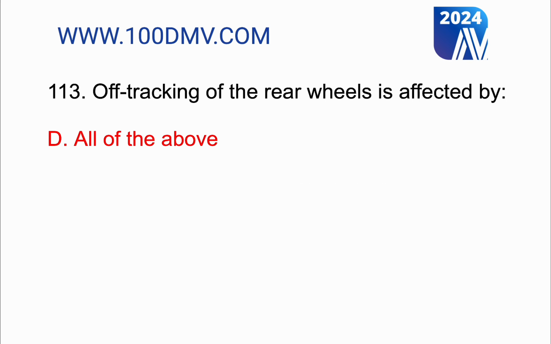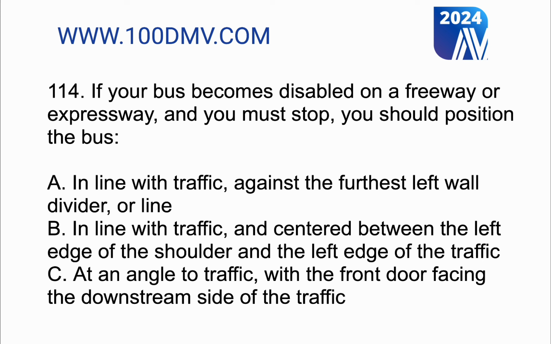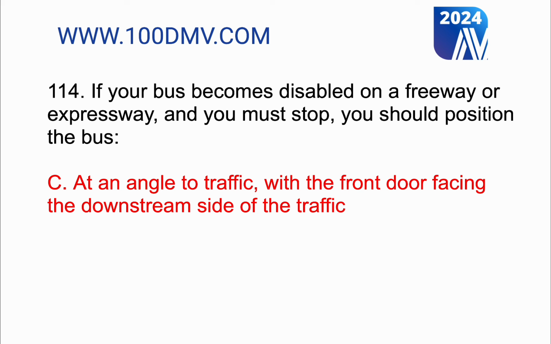Group 9. Communication and signaling. 114. If your bus becomes disabled on a freeway or expressway and you must stop, you should position the bus A. In line with traffic against the furthest left wall divider or line. B. In line with traffic and centered between the left edge of the shoulder and the left edge of the traffic. C. At an angle to traffic with the front door facing the downstream side of the traffic. The correct answer is C. At an angle to traffic with the front door facing the downstream side of the traffic.